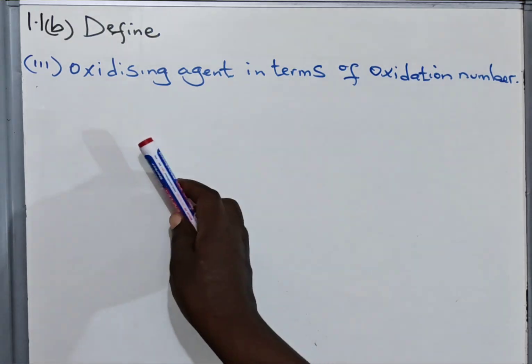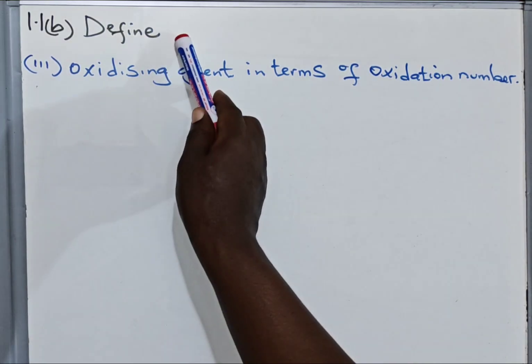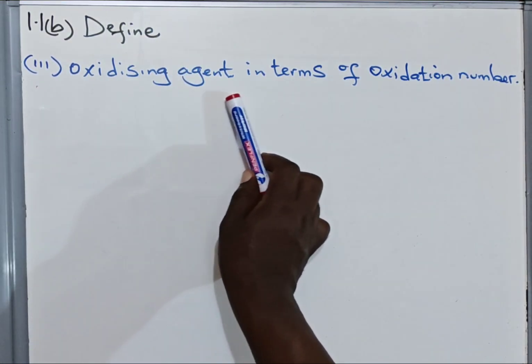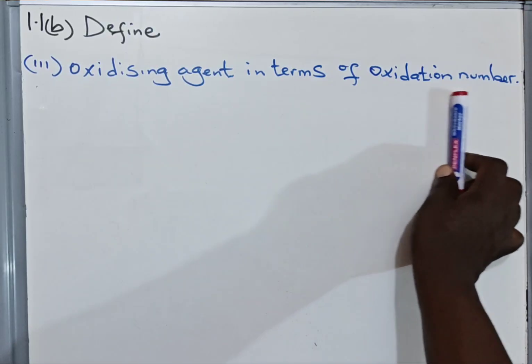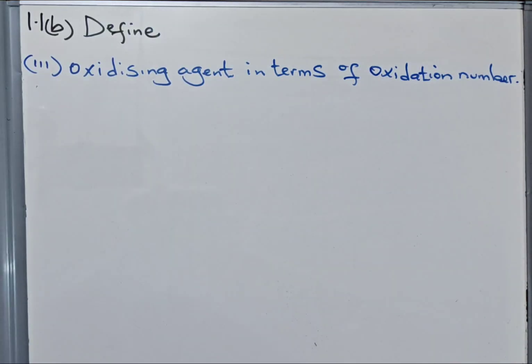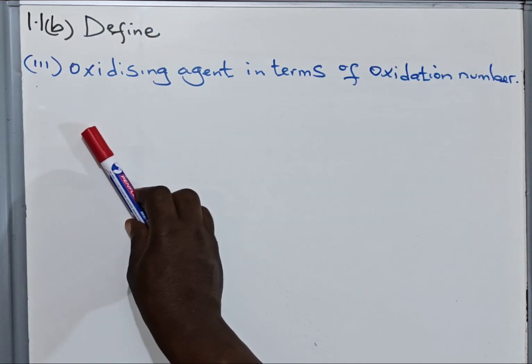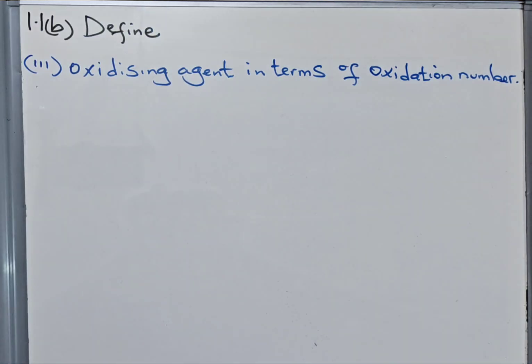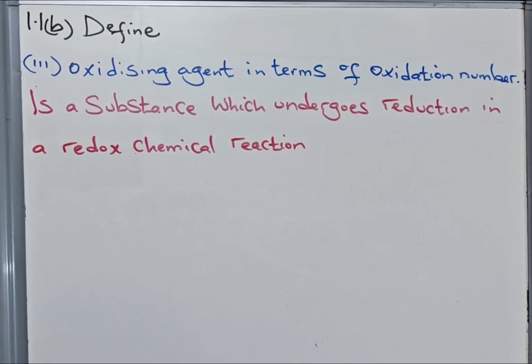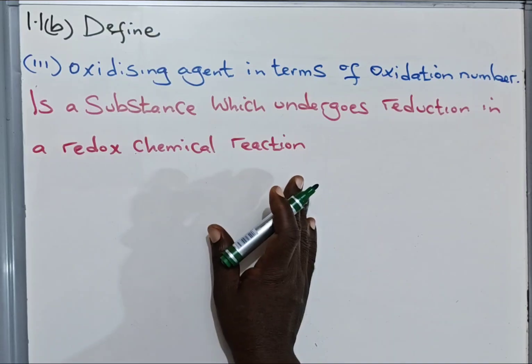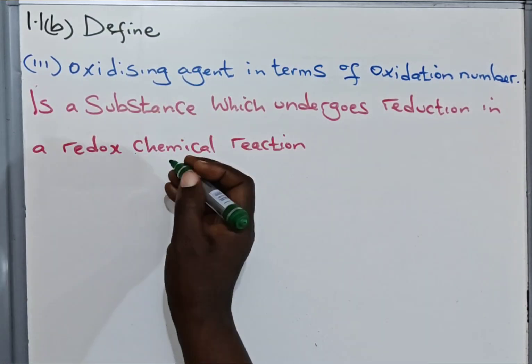Then we come to this question. It says, define oxidizing agent in terms of oxidation number. An oxidizing agent is the substance which undergoes reduction in a redox chemical reaction. To brief you on this one, let us go back to our reaction.